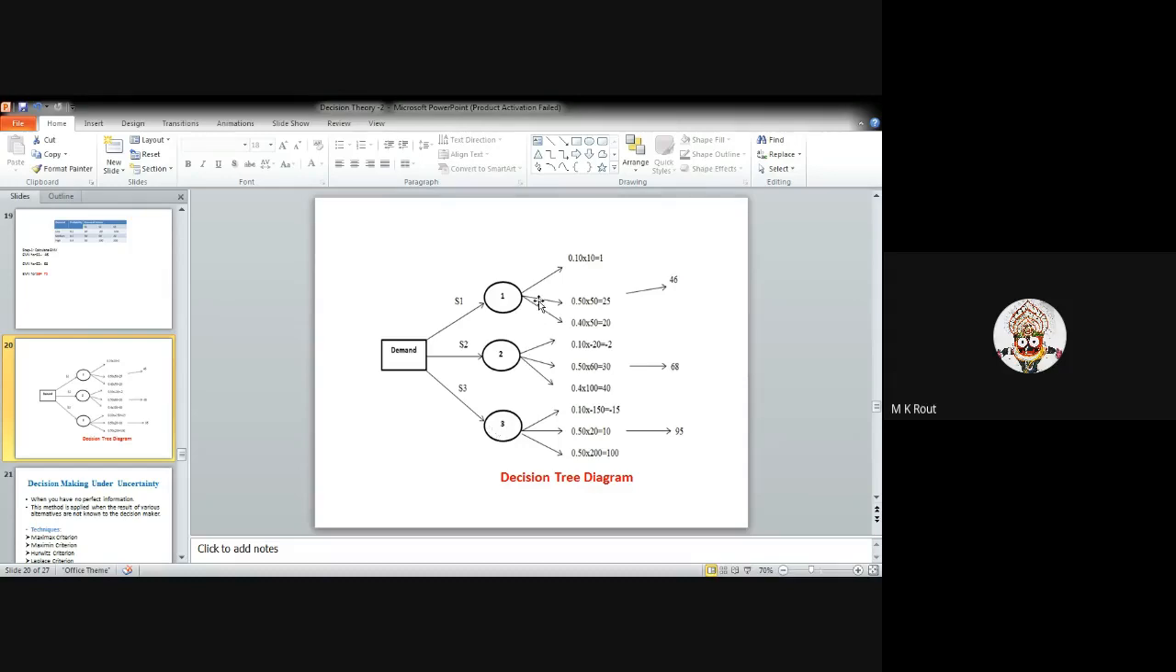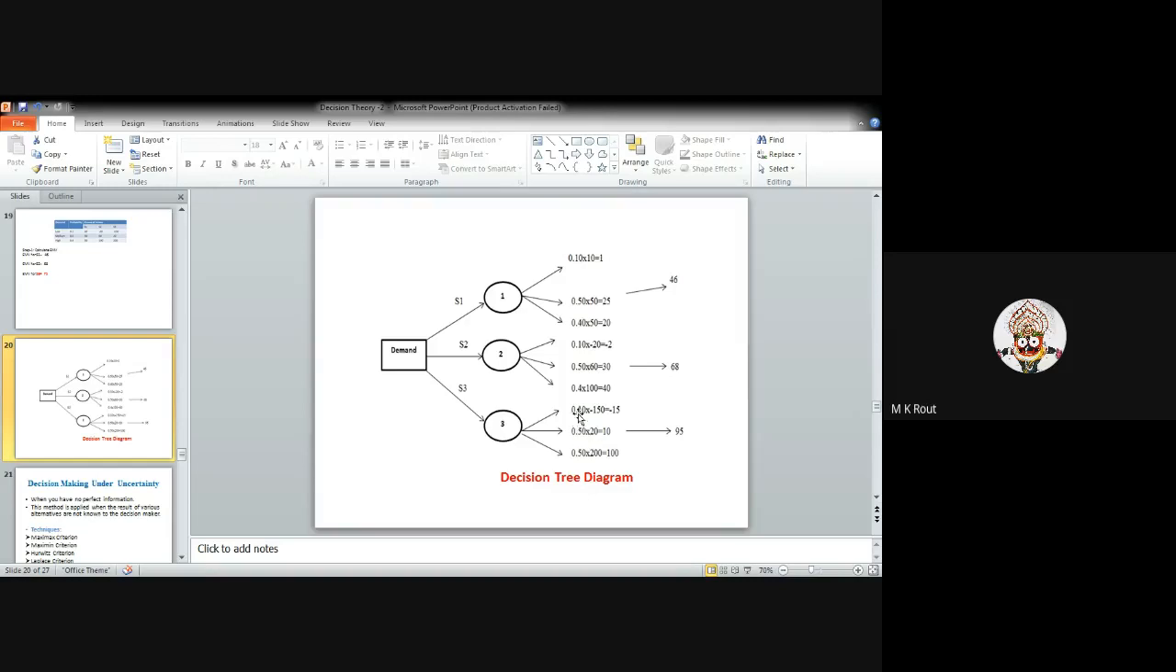In case of the first one, we have calculated 0.10 into 10, that equals 1. Similarly, 0.5 into 50 equals 25. And the last one, 0.40 into 50, equals 20. If you combine these, the sum equals 46. Similarly, in the second node, 0.10 into 20 equals 2. For the second one, 0.50 into 60 equals 30. And the last one, 0.4 into 100, is 40. If you add this sum, what is the answer? 68.